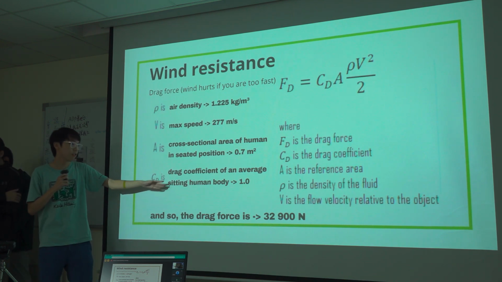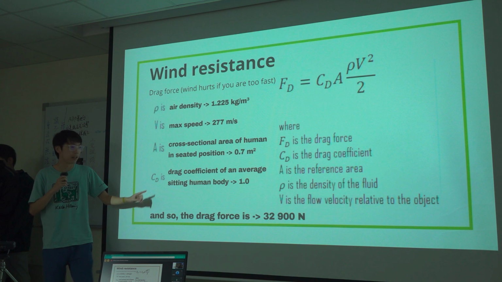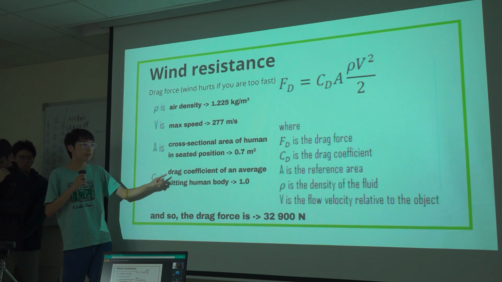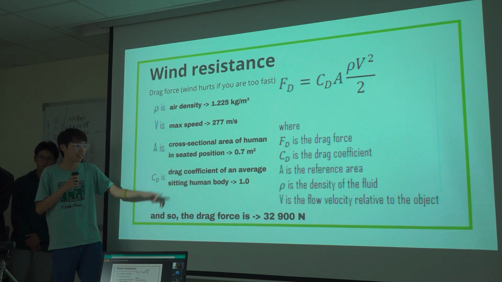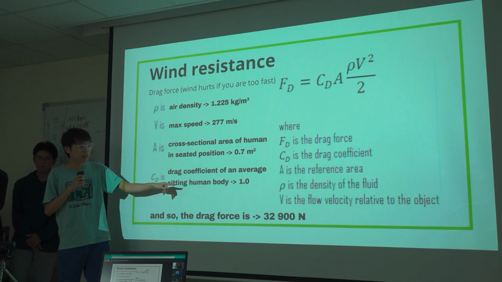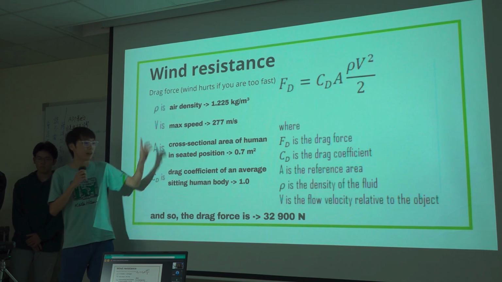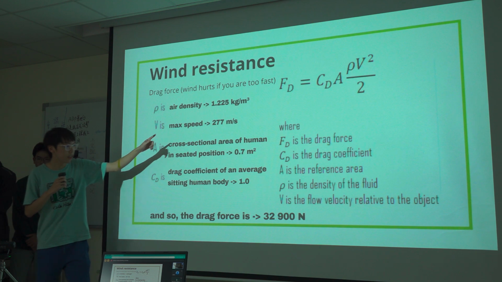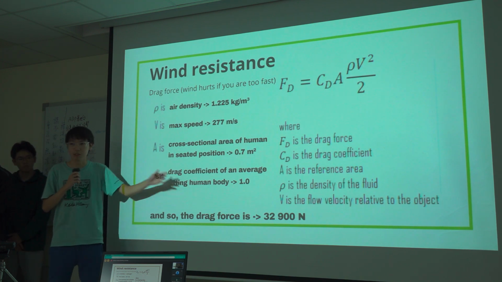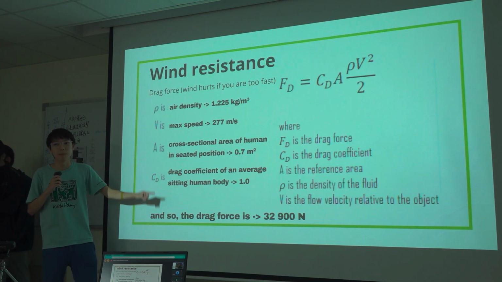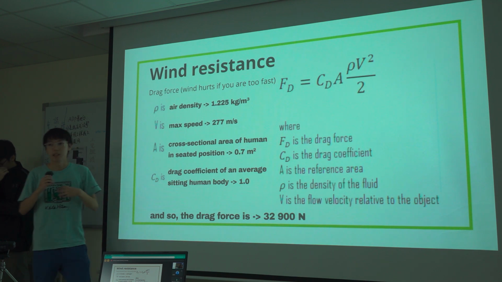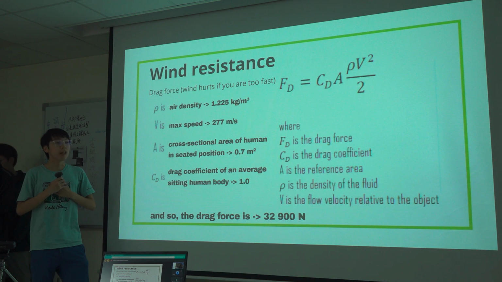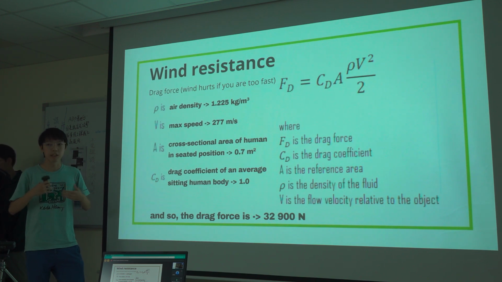Okay, then drag coefficient of average sitting human. I tried to check the information from Google or even ChatGPT because I was confused. It can be 0.75 or even 1, but to make it simple, I'm just going to make it 1. Then after the calculation, I get the drag force of 32,900 newtons, and they were withstanding it without any safety gear. So it has to hurt like hell, or even make your rib cage cave in.